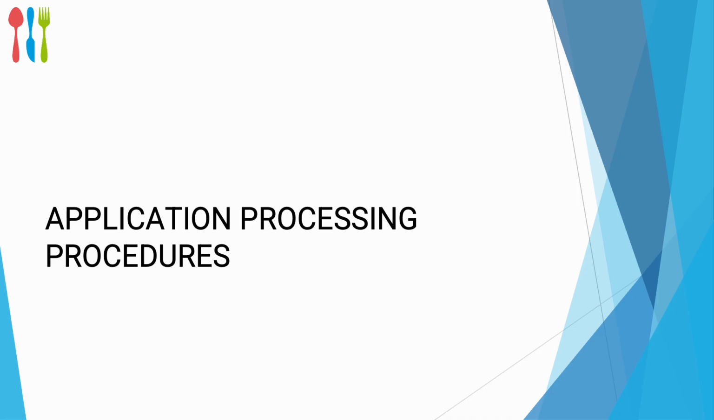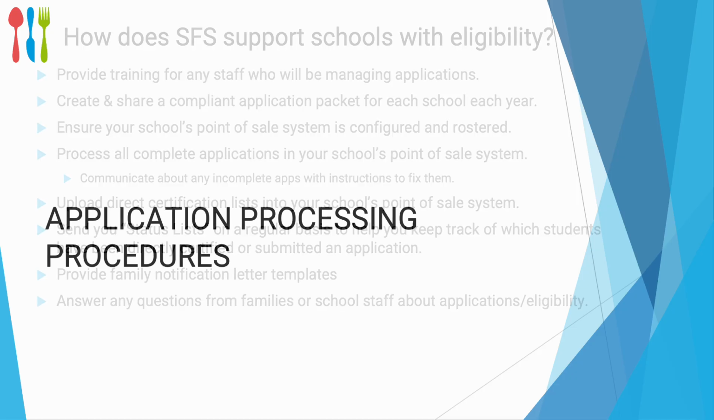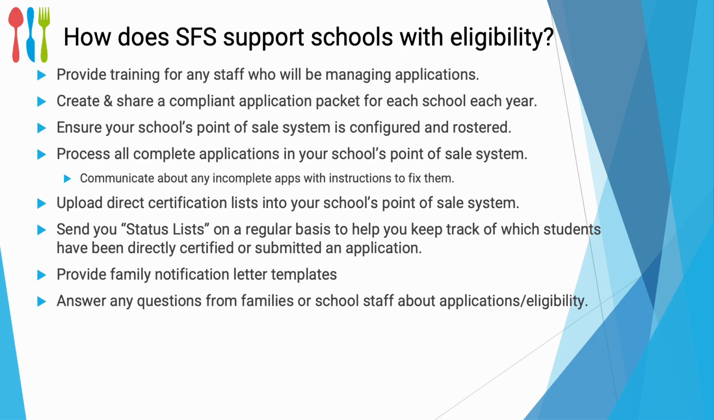All right, let's talk about application processing procedures. School Food Solutions does a lot to manage the eligibility for your school. So we provide this training for any staff who are going to be dealing with applications. We create and share the universal benefit application packet for your school that's already ready to print and give to your families. We ensure that your point of sale system, where we keep this data on students, is configured and rostered for the new year.